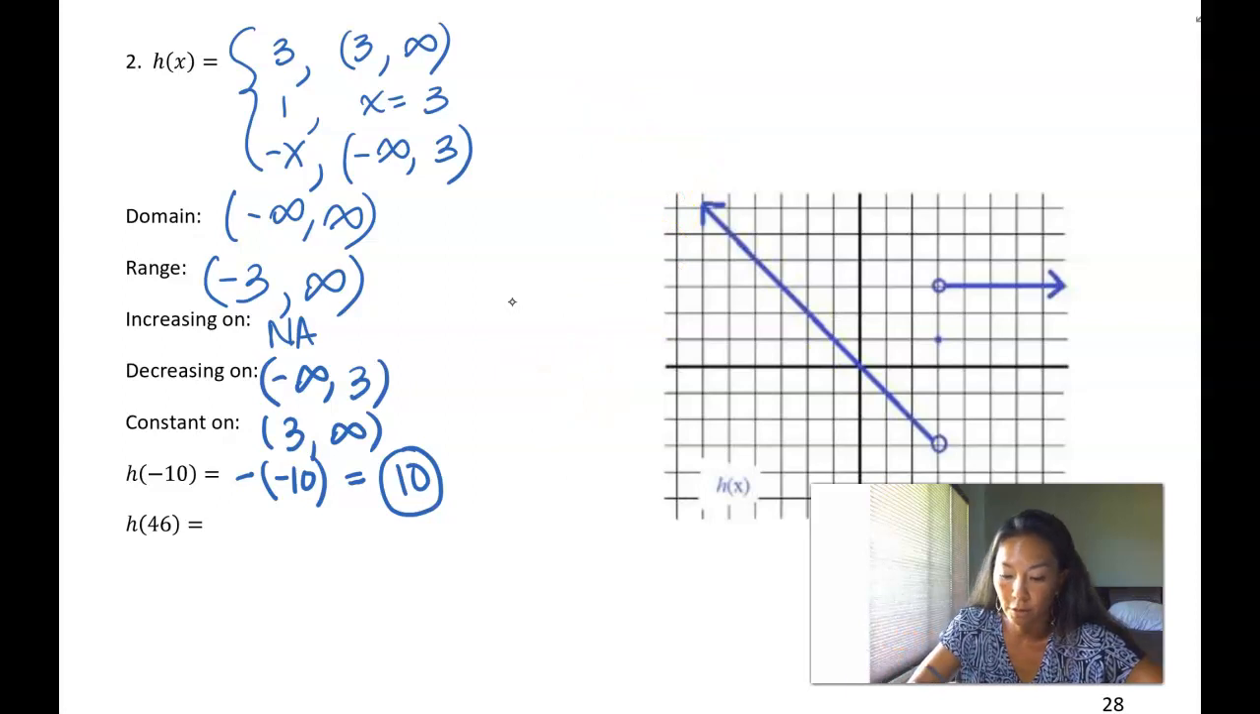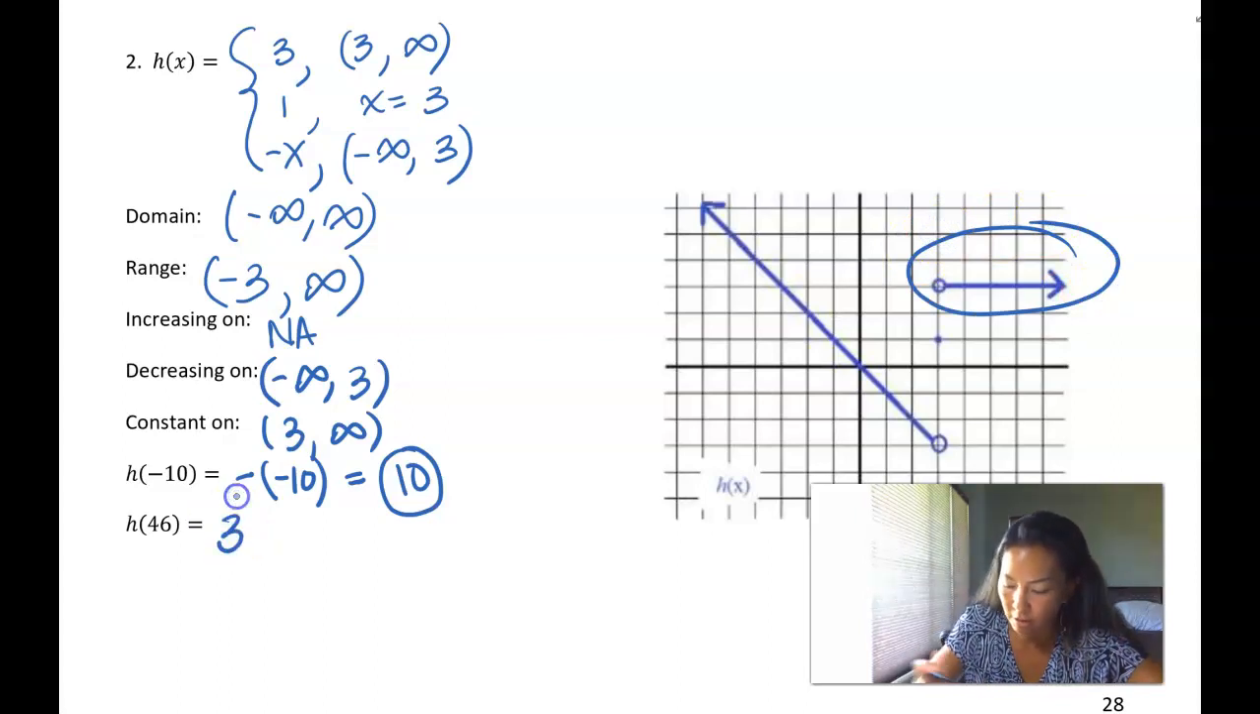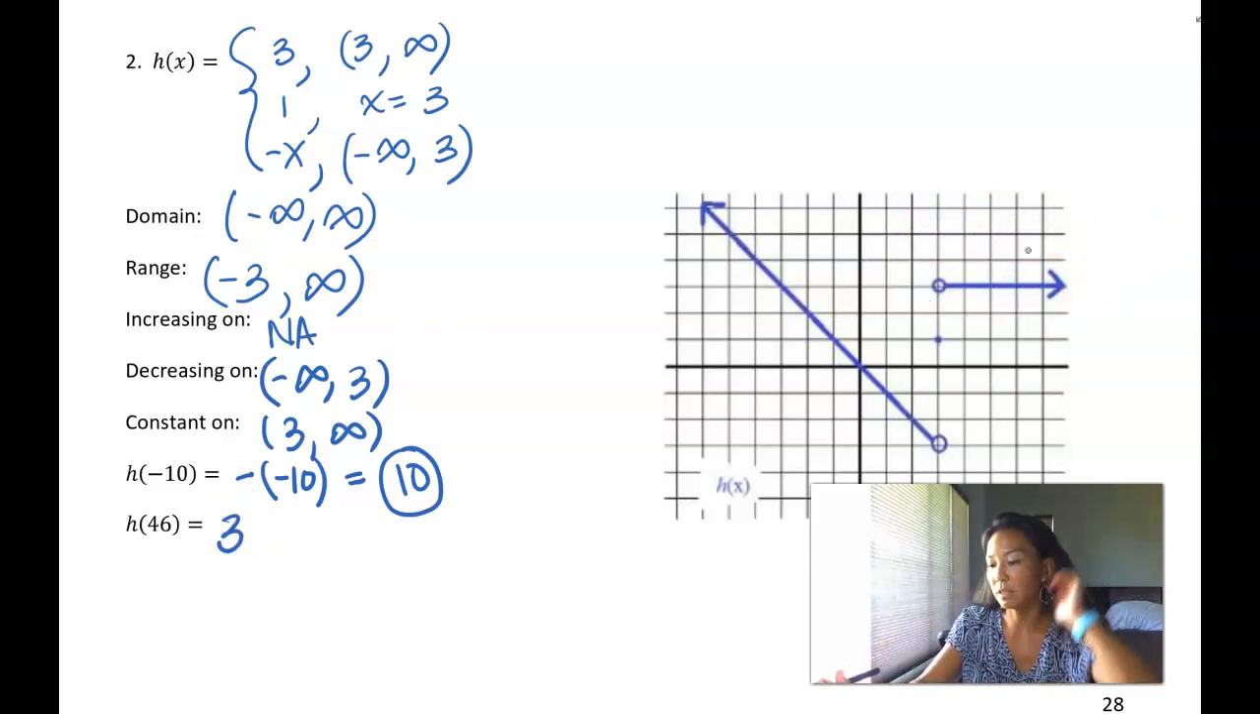And what about h of 46? 46 is an x value that's all the way out this way. And notice that it's going to be plugged into that function. So h of 46 is just going to be 3. There's nothing crazy going on. It's always going to be 3 going out to the right.